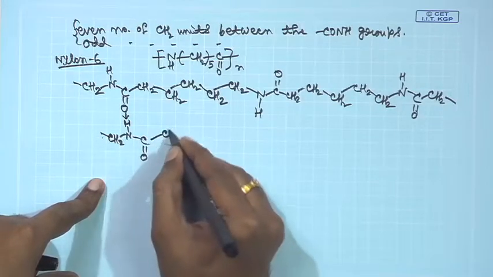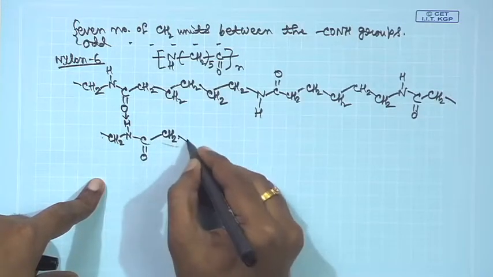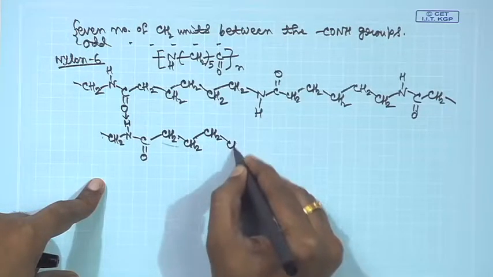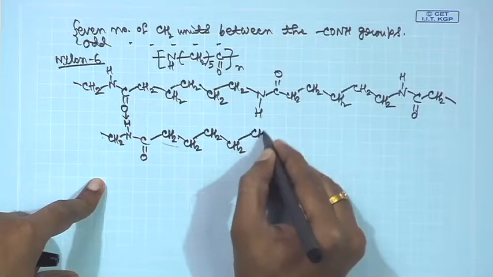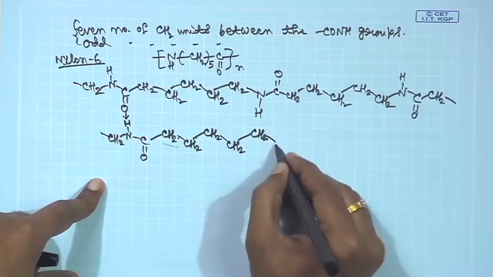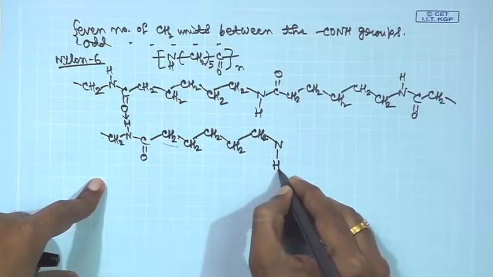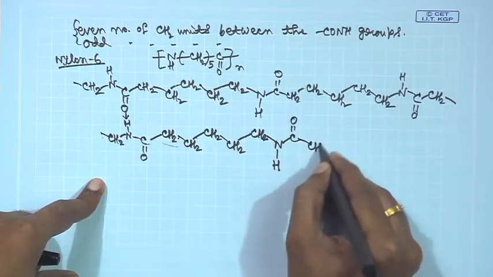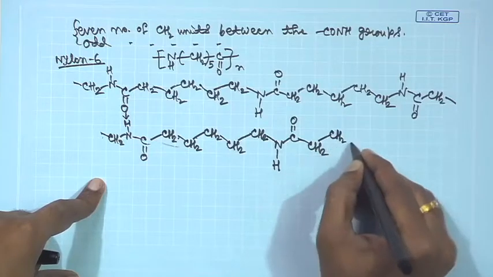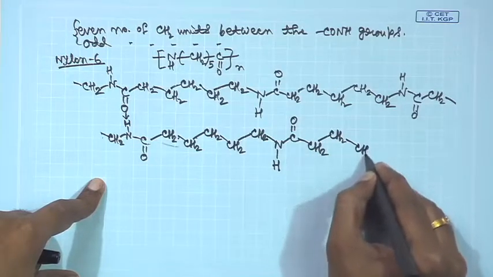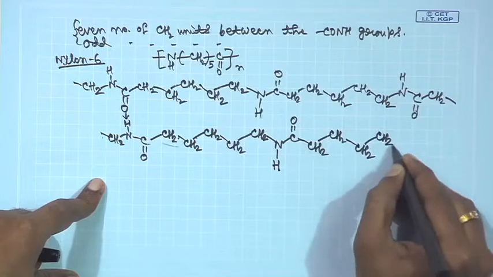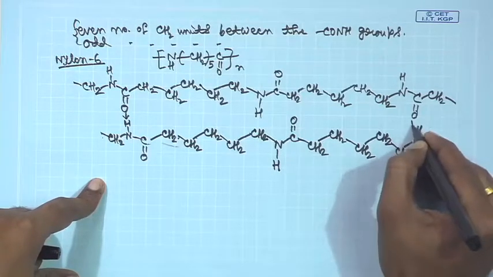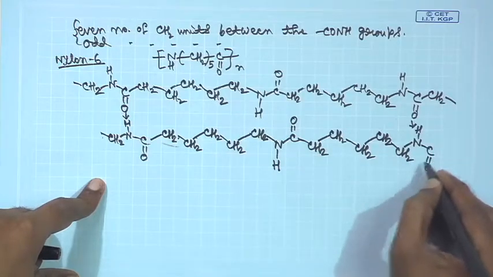And then you have CO, CH2, CH2, CH2, CH2, CH2, and then you have another NH here, and then you have a CO, CH2, 1, 2, 3, 4, 5, and then you have an NH, CO, CH2.